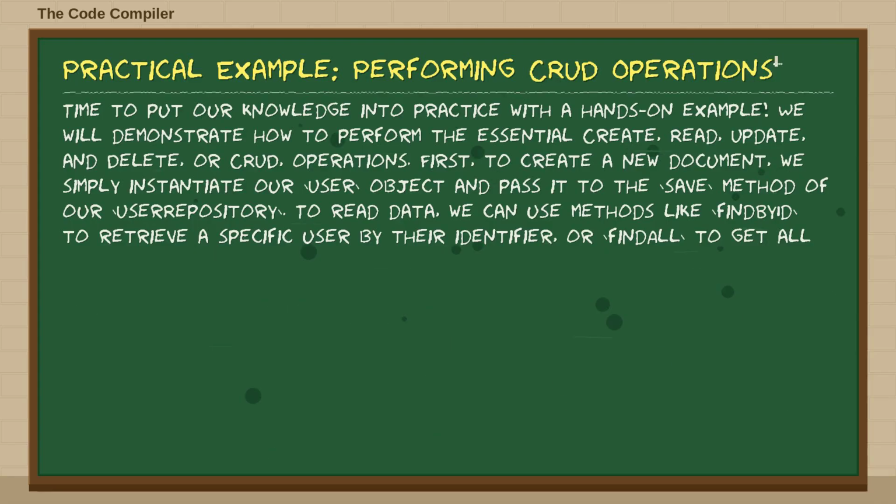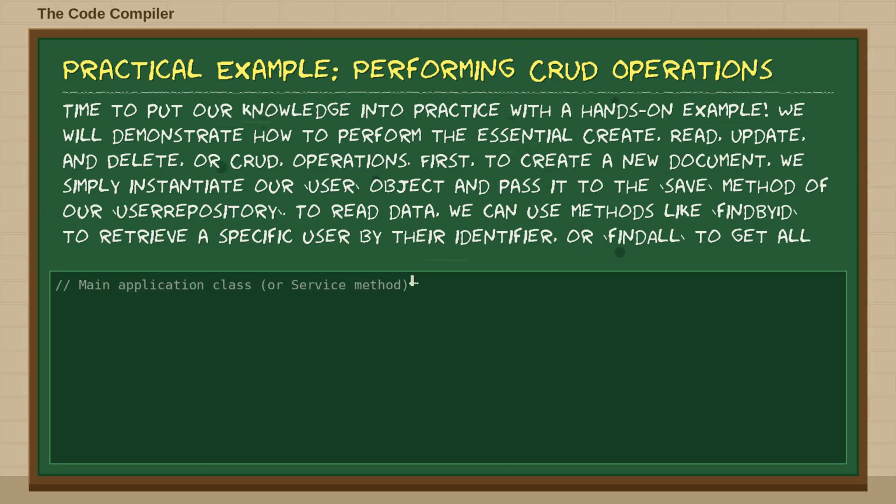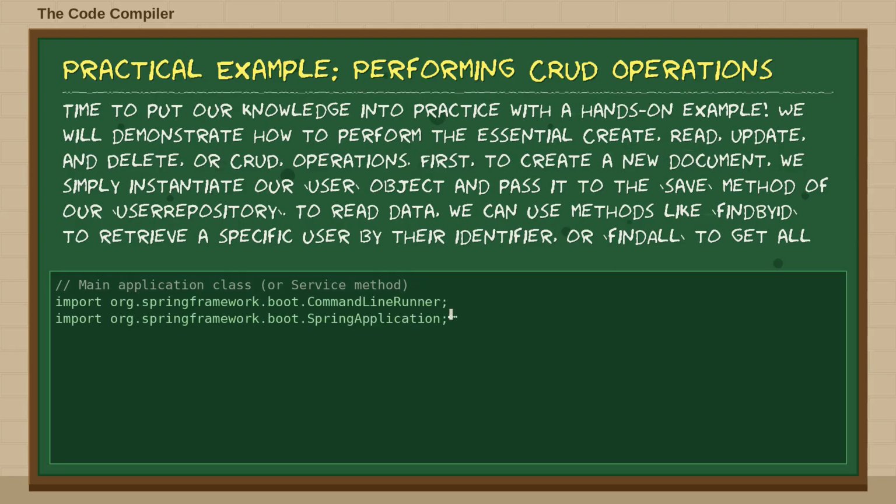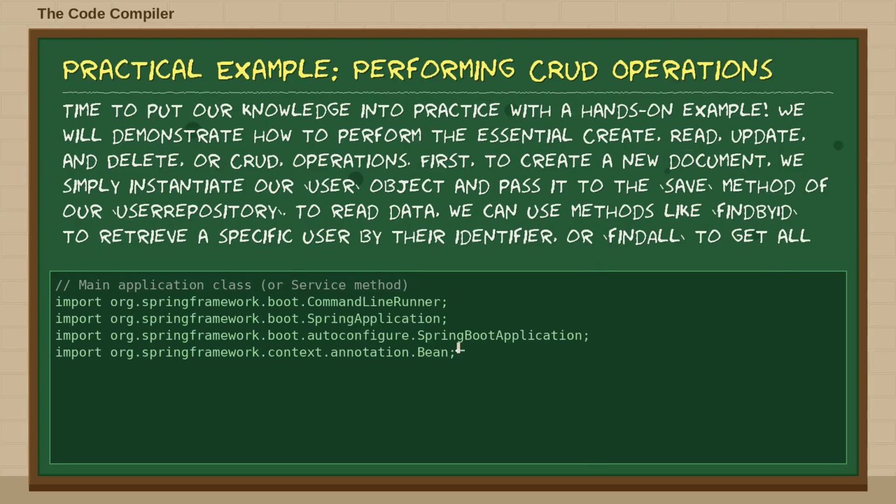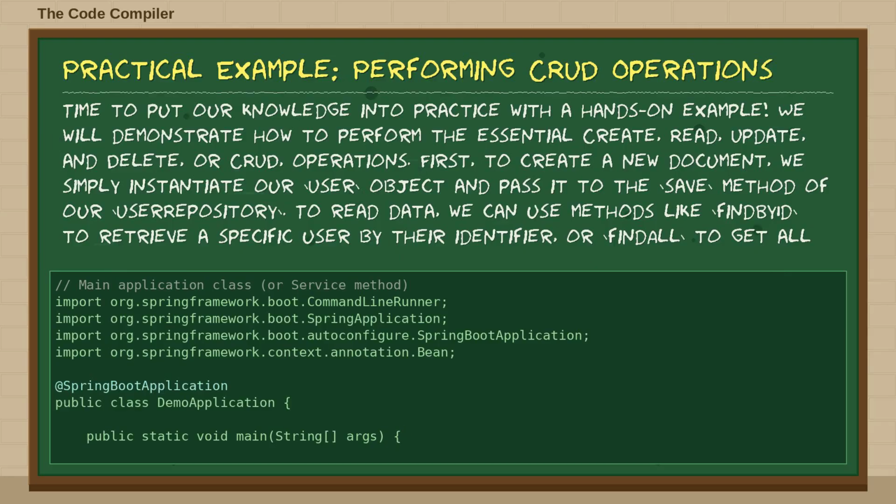Updating a document is also straightforward. We fetch the existing document, modify its properties, and then call save again. Spring Data intelligently updates the existing document. Finally, to delete a document, we can use deleteById with the user's identifier or delete with the user object itself. Notice how intuitive and clean the code is, thanks to Spring Data's powerful abstractions.